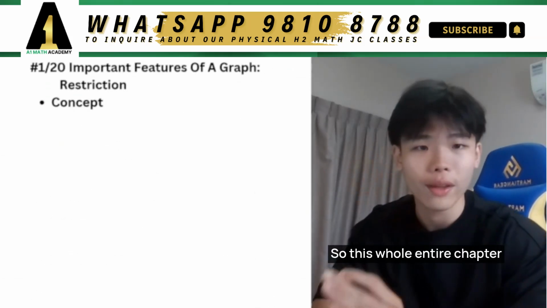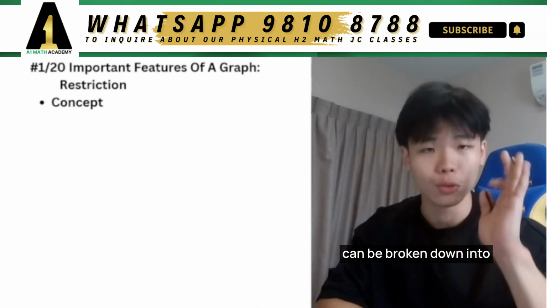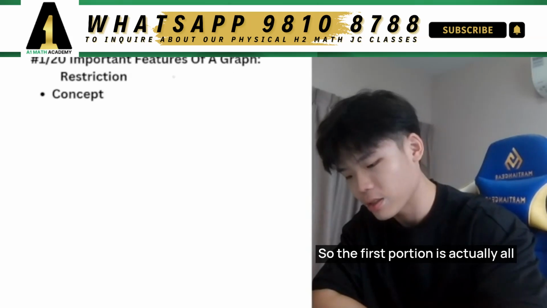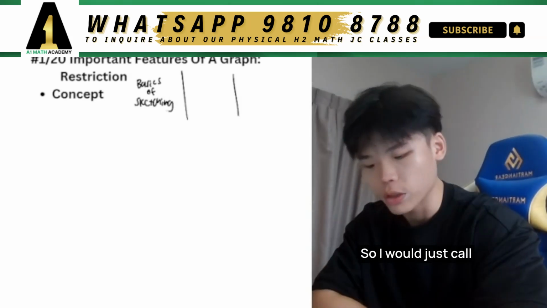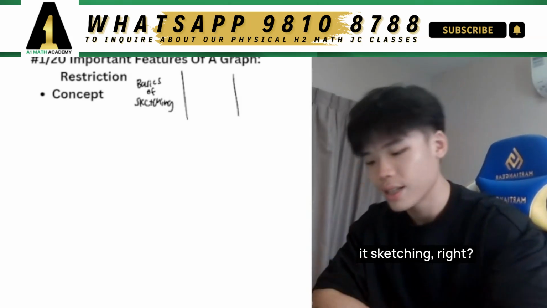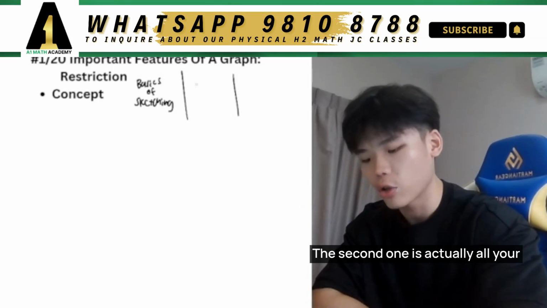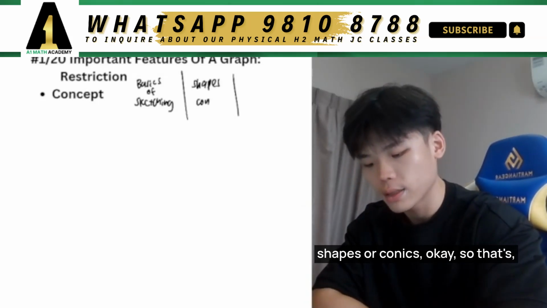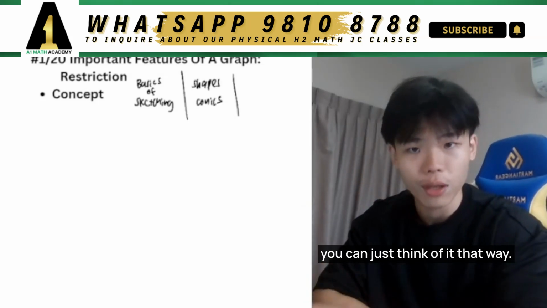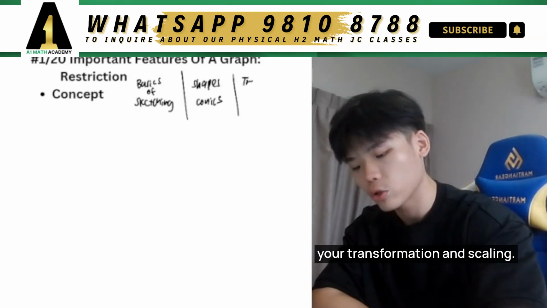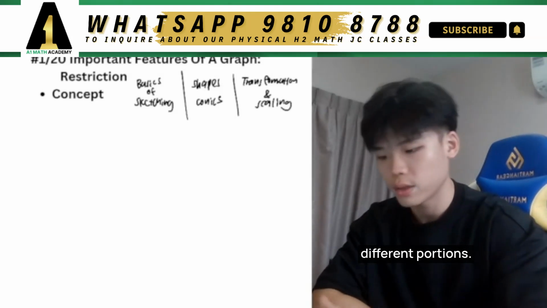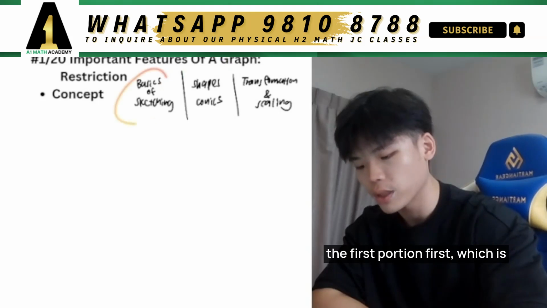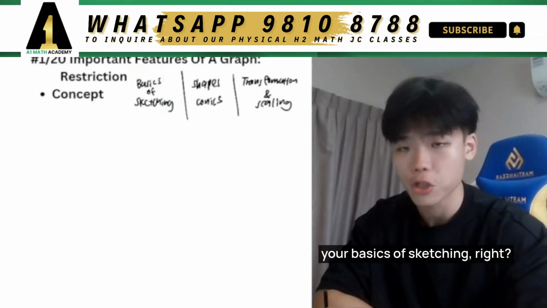So this whole entire chapter can be broken down into three main portions. The first portion is all your basics of sketching. I would just call it sketching. The second one is all your shapes or conics. You can just think of it that way. And then the last part is your transformation and scaling. So there are three different portions. We are going to be going through the first portion first, which is your basics of sketching.